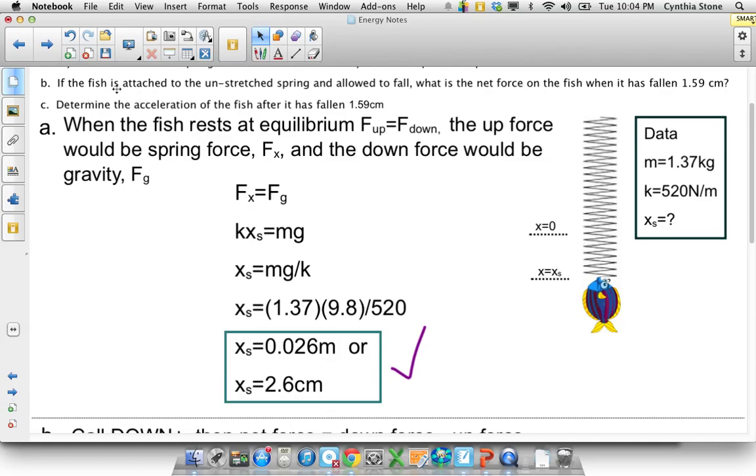Okay. Part B says, if the fish is attached to the unstretched spring and allowed to fall, what is the net force on the fish when it's fallen 1.59 centimeters? So it's put on here, right here, and it just starts to drop. And so somewhere in the middle here at 1.59 centimeters, I want to know the net force on the fishy. Okay?